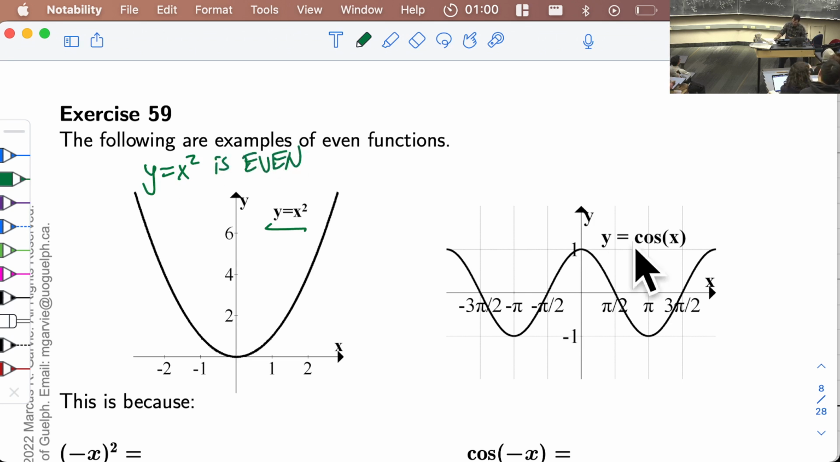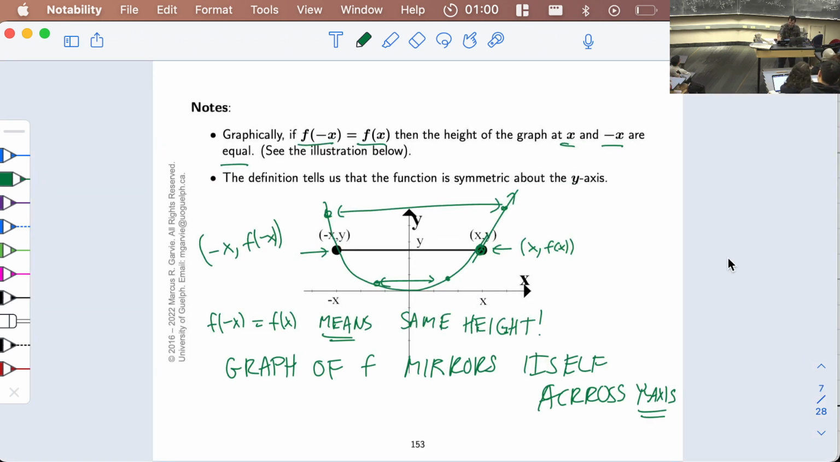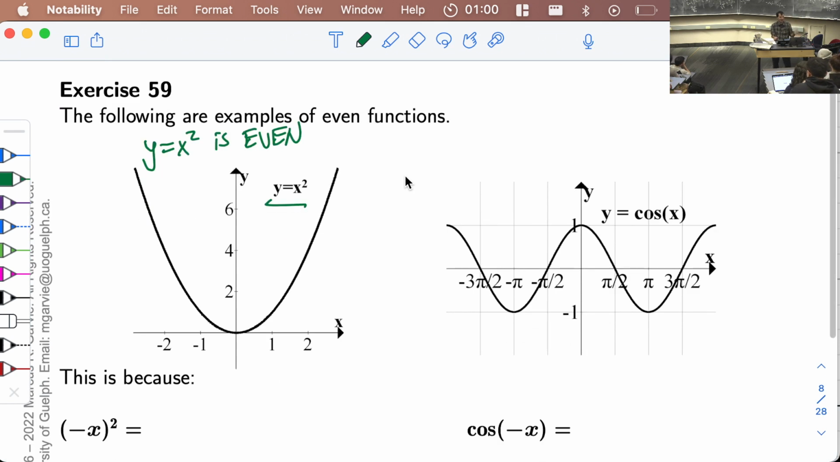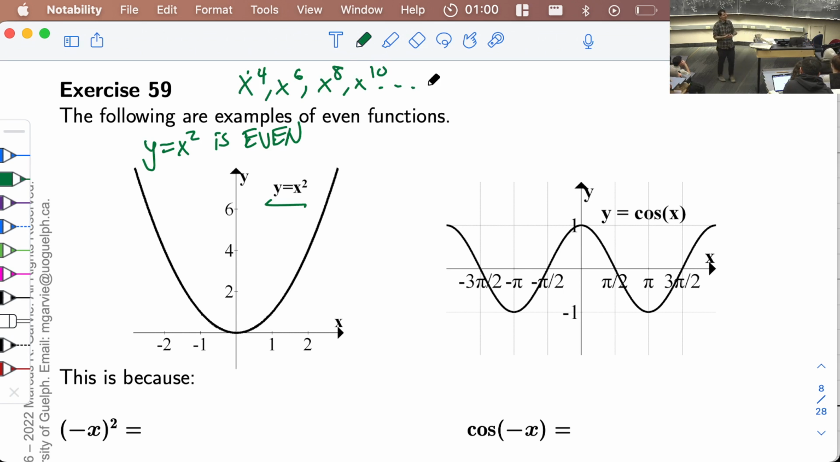Okay, I'm sensing some people would like this saved. Let me do that. y equals x squared is even, and in fact, any even power is even. So y equals x to the 4 is even, x to the 6 is even, x to the 8 is even, x to the 10 is even. So all the even powers are even. That is the origin of the name even.